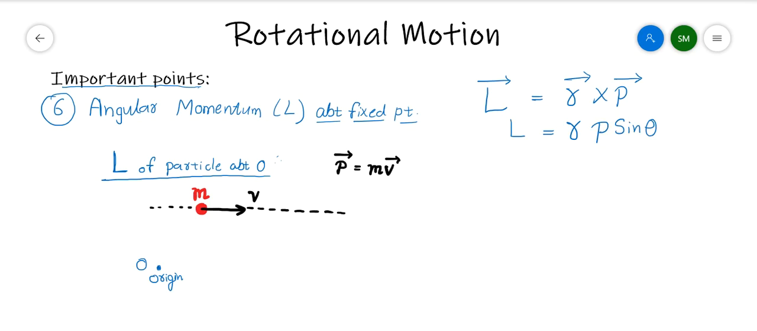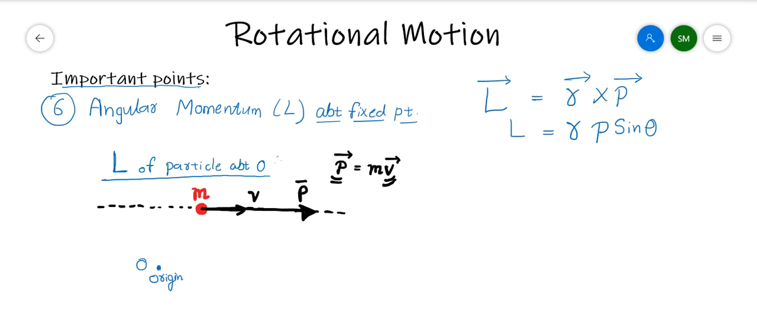Now you can see the direction of the velocity. This dotted line is actually the direction of velocity, and as you already know, whatever the direction of the velocity, that same is the direction of p. So we can say this is the direction of p also.